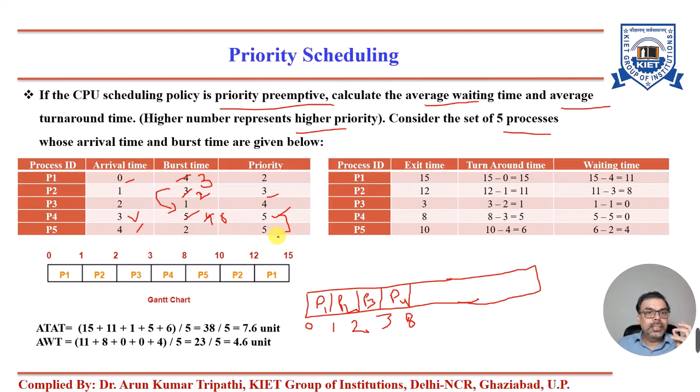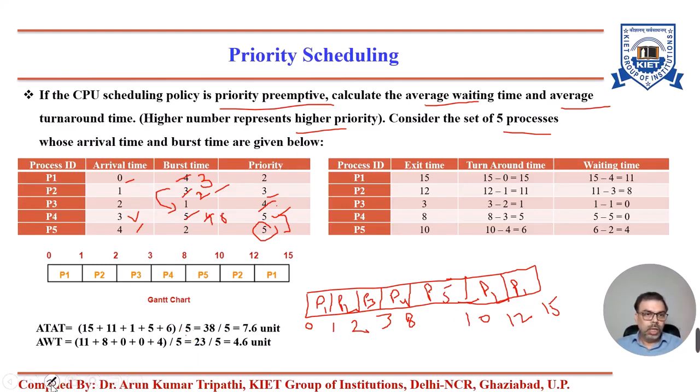Then after, the next higher priority process is P5. So P5 will execute for 2 milliseconds, that means until 10. And then after, since P3 has completed, P2 requires 2, so P2 will execute until 12. And then the remaining one was P1, which requires 3, that means until 15. So this will be the Gantt chart for the processes.